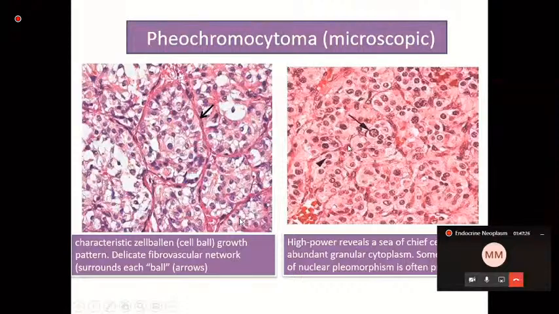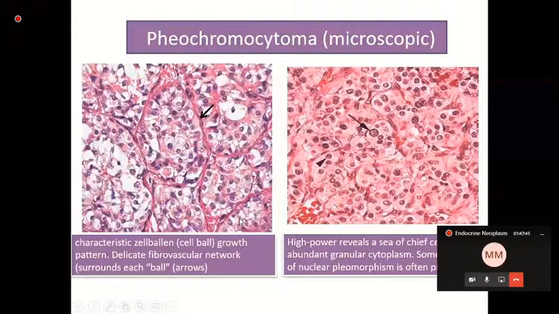Okay, sometimes we can see necrosis. That means it does not indicate the malignancy. Only metastasis indicates malignant. Understood?